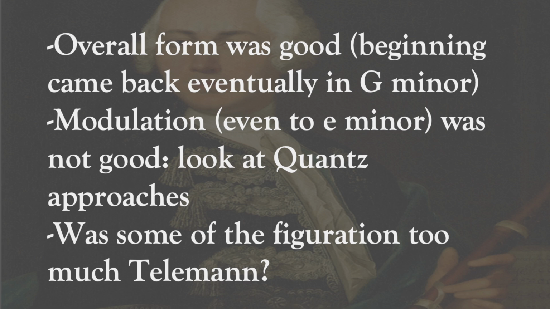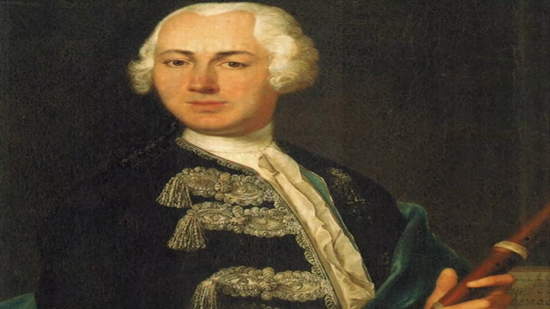So the overall form was pretty good. The beginning did come back eventually, and the beginning was also quite well constructed, two contrasting motives and quite a nice modulation. Of course, then we got completely lost, even ended up in E minor. If you want to hear the whole recording, you can join us on Patreon, also with some more colorful commentary. So going forward, there are two things to look at: how does Quantz modulate, and what kind of typical figurations can I use to get into his realm instead of Telemann's?